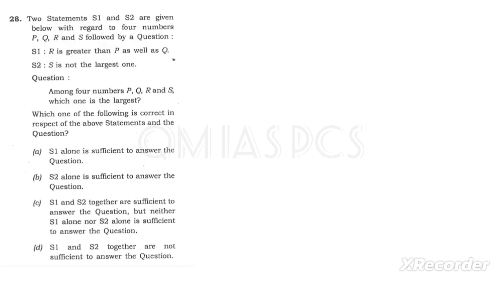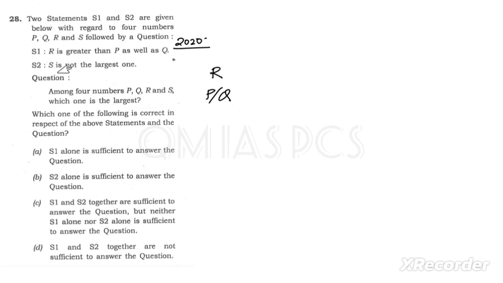This is from UPSC 2020. Again the same thing, just read it. There are two statements, and P, Q, R, S are four numbers. Statement 1 is R is greater than P as well as Q. So what we will write here? R is greater than P and Q. We don't know the order of P and Q, that's why we have represented it like this.